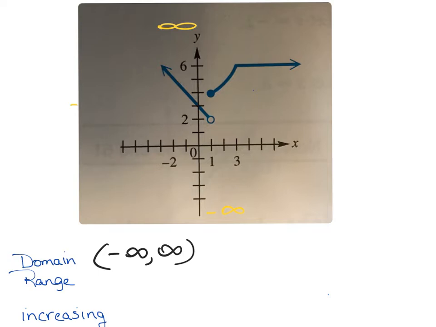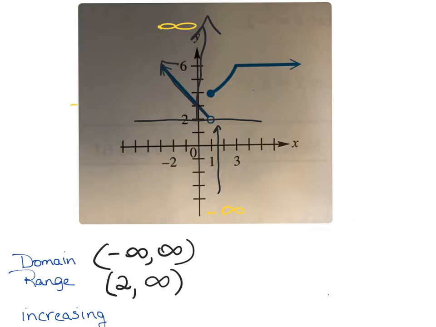For the range, remember we're going to find it from bottom to top. And so for the range, we're going to go from the bottom and go up. The first point we come to is this 2. And notice it's an open circle, so I'm going to use a parentheses. And then from there, notice it goes to infinity. So it would cover every y value from 2 straight on up forever.